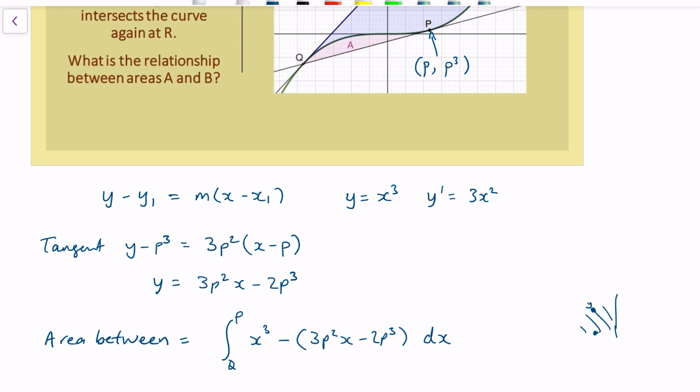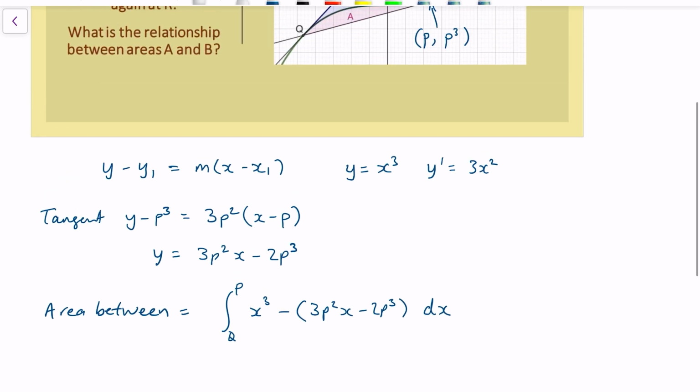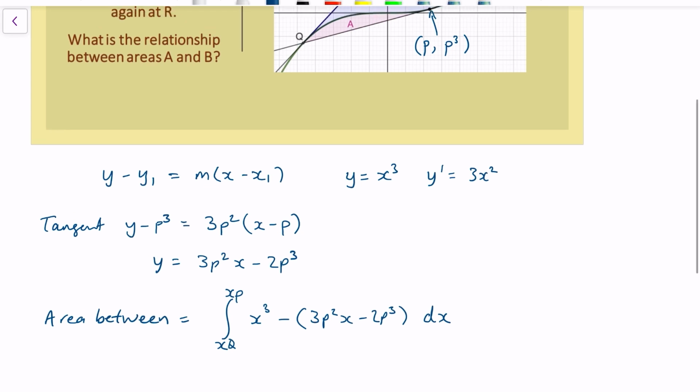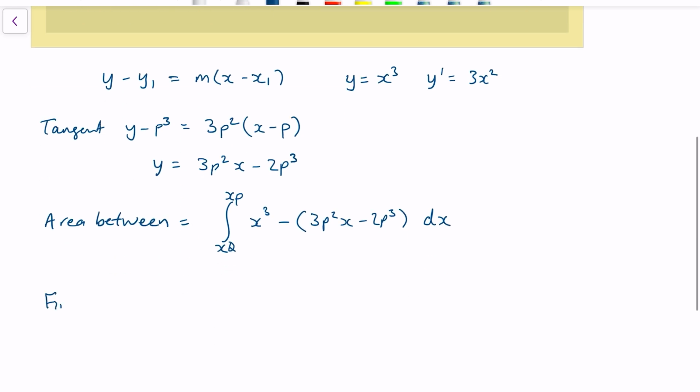Okay, so finding an area between is very simple. Just integrate the difference. We need the x values, I should have been specific there, the x values of q and the x value of p. So we now need a simultaneous equation to find those. Okay, to find p and q, find the limits.